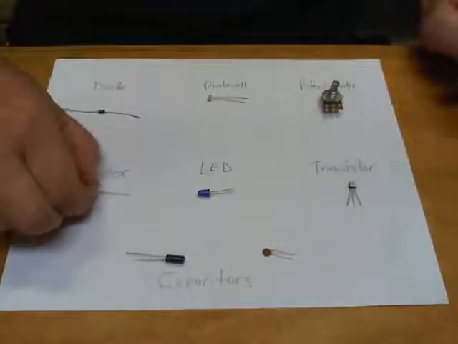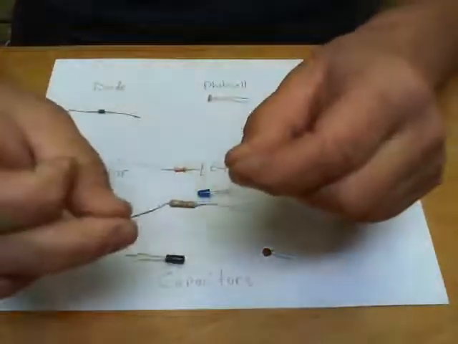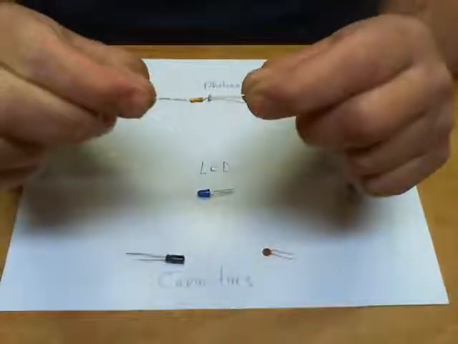Okay, so there's my resistor, and resistors come in different shapes and sizes. So there's a small little guy, here's one a little bit bigger. Okay, and resistors are simple. They slow down or restrict the flow of electricity.